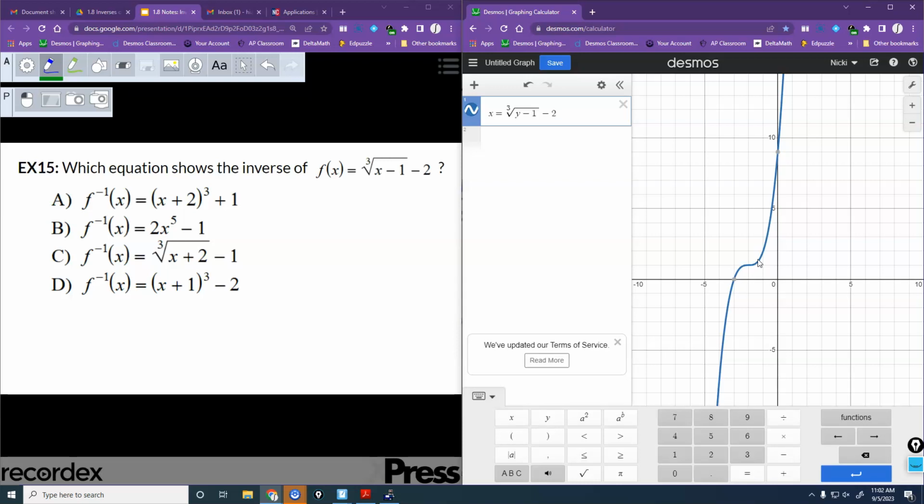In fact, I kind of doubt it's going to be C either. Somebody else said C, because to undo a cube root, you need to raise it to the third power. You wouldn't use another cube root. So I don't think it's going to be C either. I'd check A and D first on this.